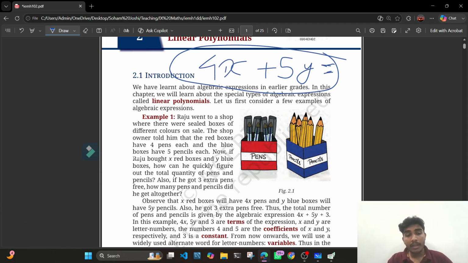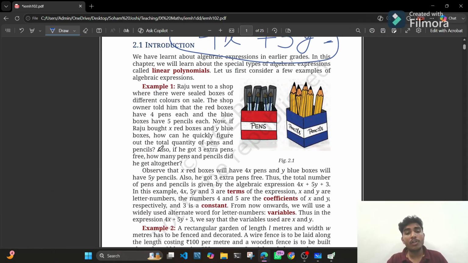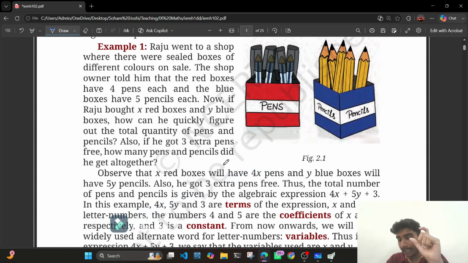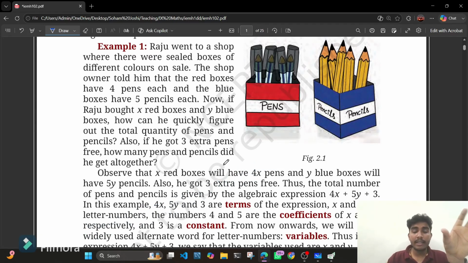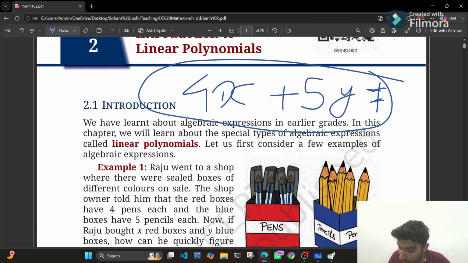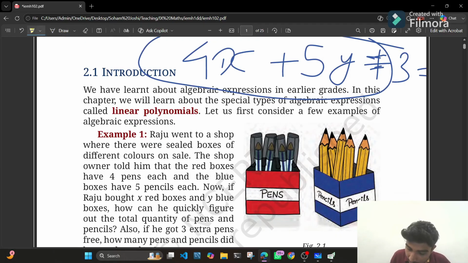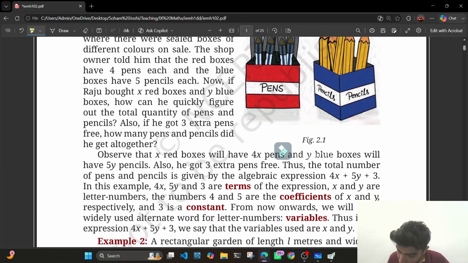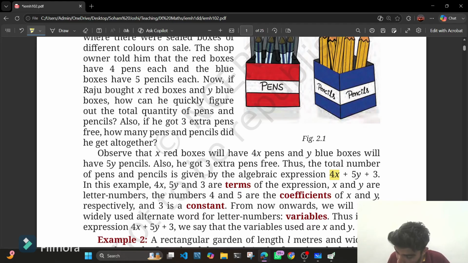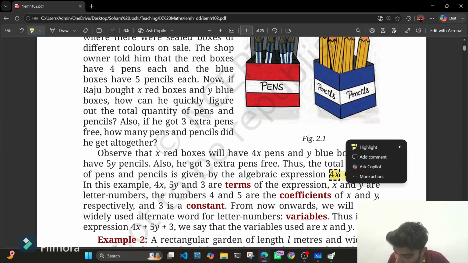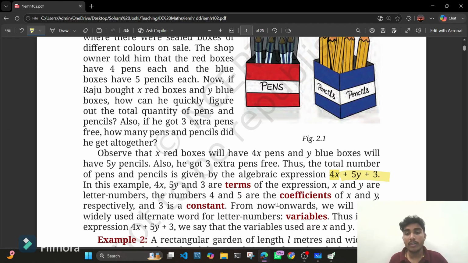Now, further we are given that also if he got 3 extra pens free, how many pens and pencils did he get altogether? Now he's getting 3 extra pens, not any box or something like that. So we can just add here 3, and this will be our total. So you can also see over here the polynomial becomes 4x plus 5y plus 3. Right. So this is our polynomial.